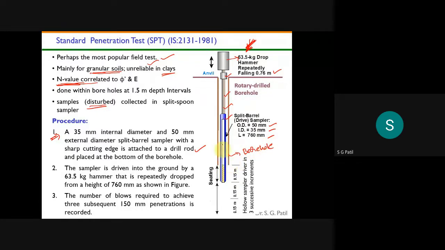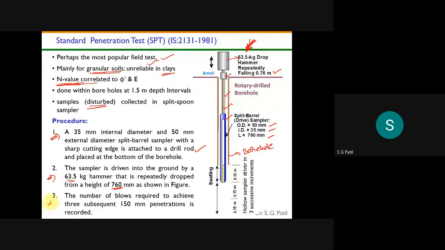In the bottom of the borehole, you will place this split spoon sampler along with the drill rod. Now, what will we do in the second step? The second step is that the sampler is driven into the ground by a 63.5 kg hammer that is repeatedly dropped from a height of 760 mm. That means this sampler is driven inside the ground with the help of the 63.5 kg hammer falling under gravity for a distance of 760 mm or 0.76 meter.